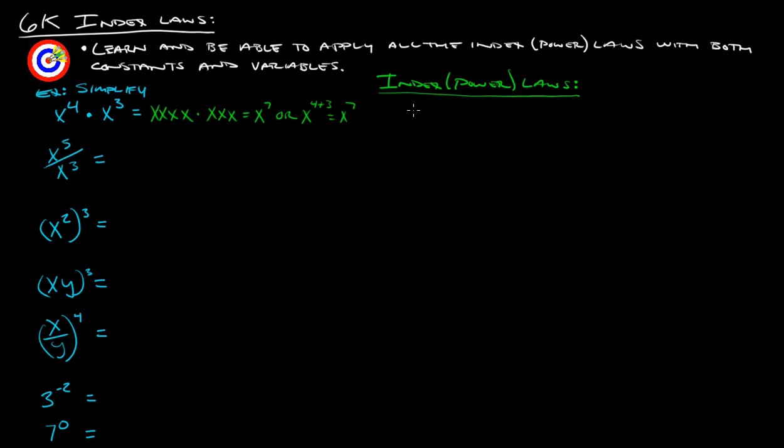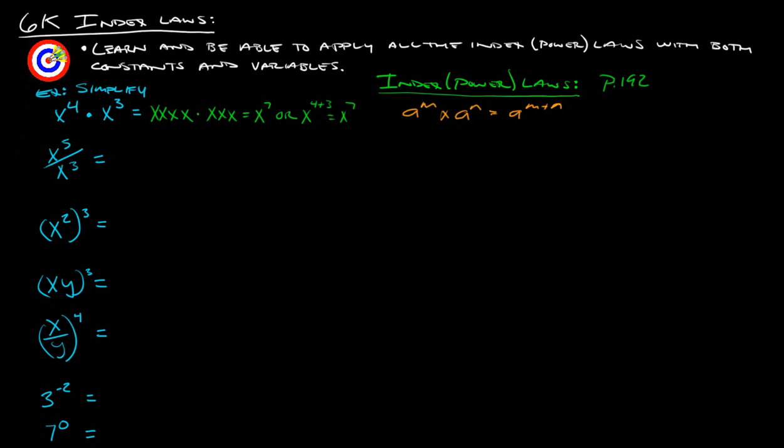Okay? So the general way to write that, and this is how all of these are on page 192 from your book, is a to the m times a to the n equals a to the m plus n. Those again are not nines, those are a's. All right, so that's the first one.